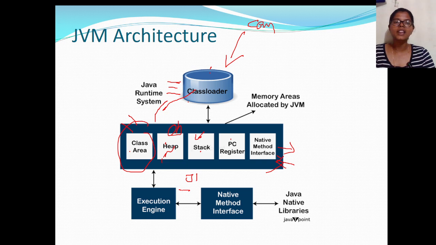It loads the class file and all the classes and interfaces are stored in the class area. Objects are stored in the heap area. Temporary data is stored in the stack area. PC register contains the address of the current execution instruction executed by the JVM. Native method interface contains the non-Java code. Execution contains the JIT compiler, interpreter, and automatic garbage collector. JIT compiler compiles the entire bytecode into machine code. Interpreter executes line by line, and automatic garbage collector deletes the memory of non-user objects. This is the complete architecture of the JVM.